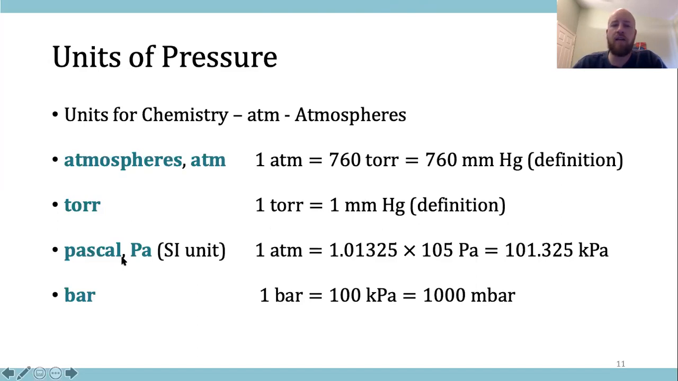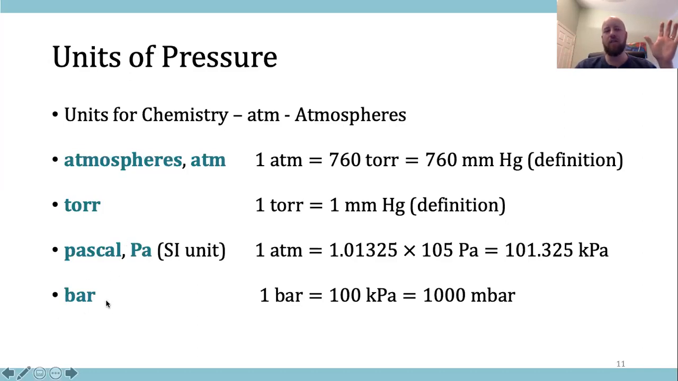Okay, you have the Pascal. The Pascal is really the physics term from which we derive everything, because the Pascal is a Newton per meter squared. Remember the Newton was an actual unit of force. So if we have the actual unit of force per area, it's the purest real value for pressure that we can get. The Pascal is the SI unit for pressure.